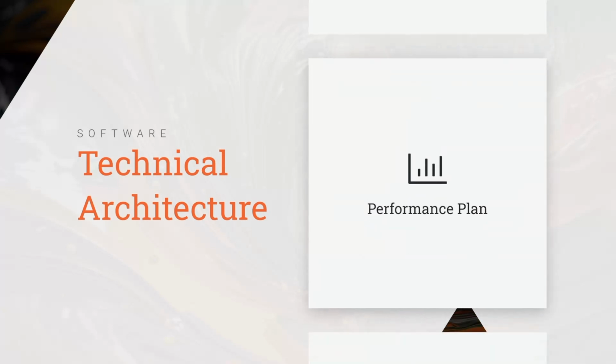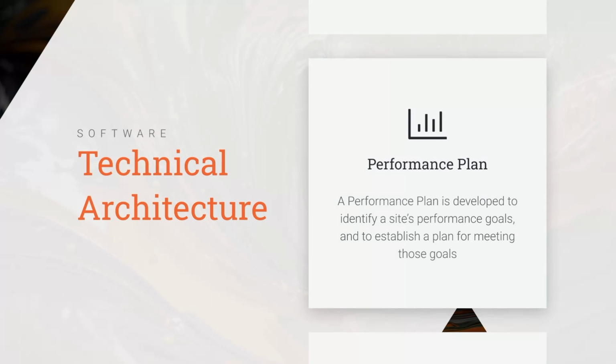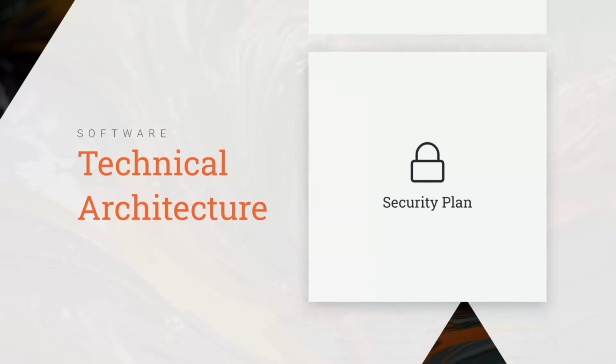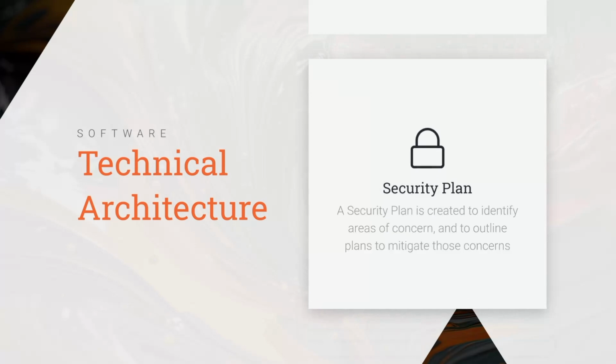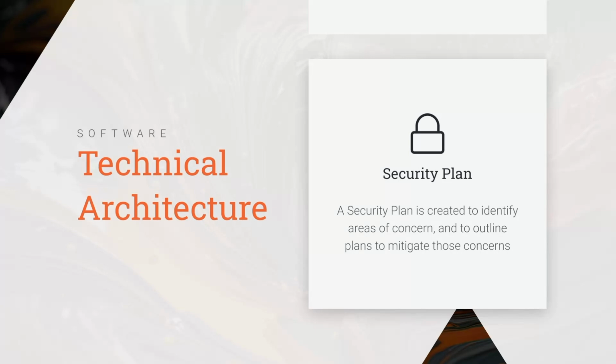A performance plan is developed to identify a site's performance goals and to establish a plan for meeting those goals. A security plan is created to identify areas of concern and to outline plans for mitigating those concerns.